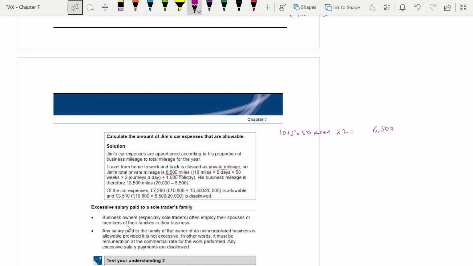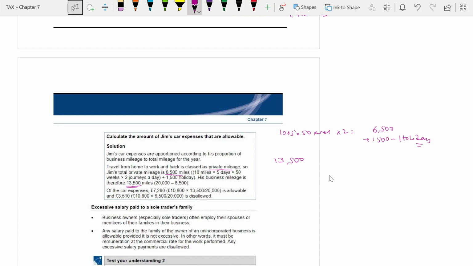Plus 1,500 for holiday purpose. Is it right? His business mileage is therefore how much? 13,500. Now when you are using 13,500, you have to take it proportionately.